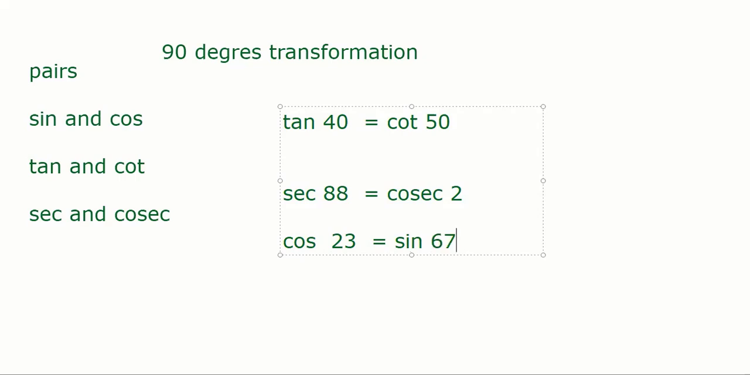You understand, the pairs are very useful. The 90 degree transform has pairs: sin and cos, tan and cot, and sec and cosec. You can say both are 90 degree complements of each other. Did everybody understand this concept?